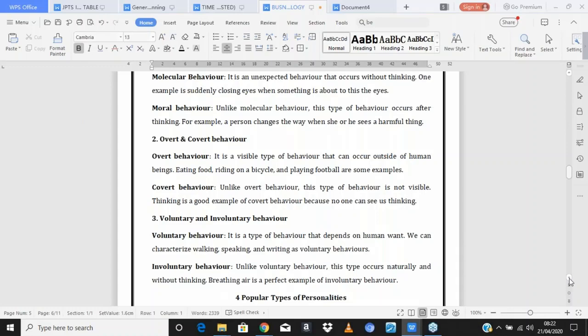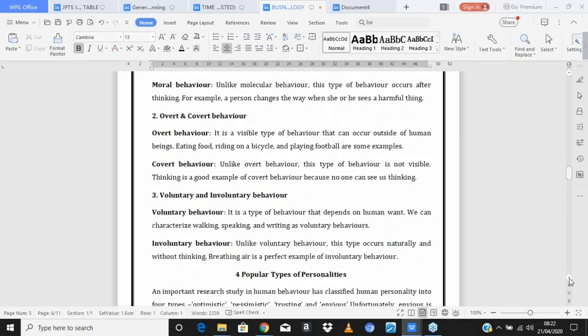But covert behavior is something that is not visible. Like if I'm having a thought now, as you're listening to this lecture, you're thinking, am I understanding it? Am I getting it? That's a covert behavior because it is internal. Nobody can see that thought process. So don't forget molecular and molar, and we have overt and covert behavior.